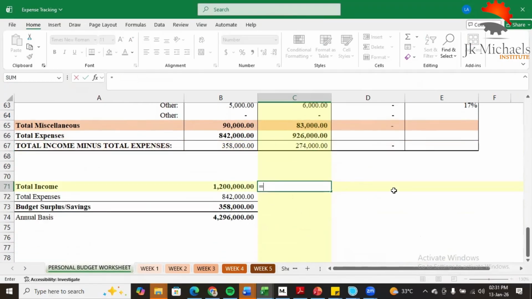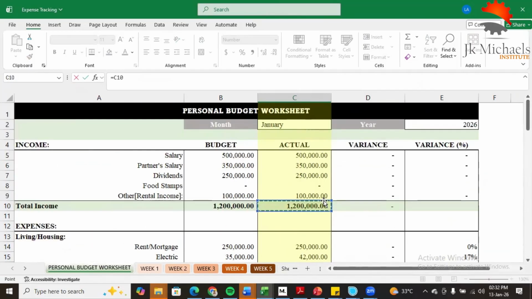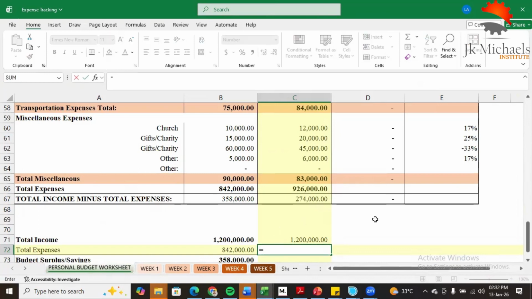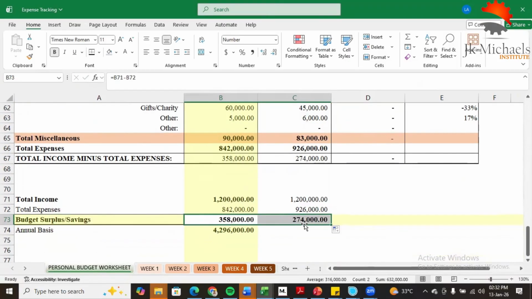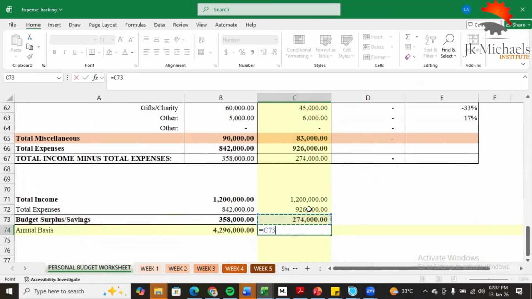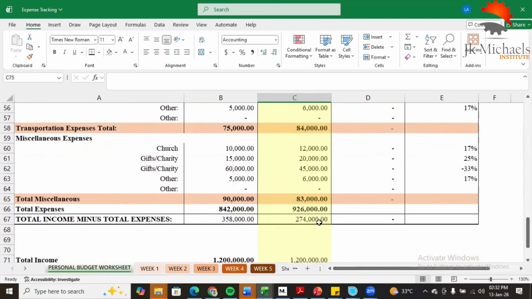This is the savings we have, the surplus, right? So in this case, we have 1.2 million. And then what we actually spent for the month of January was this. So if we were to do the budget or the surplus, we have this 274. And then, of course, what this means is that if we are going to use these rates, we can only be able to save or to invest on an annual basis 3.28 million.